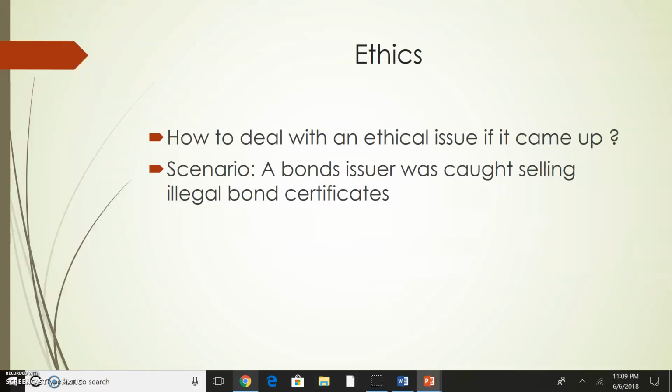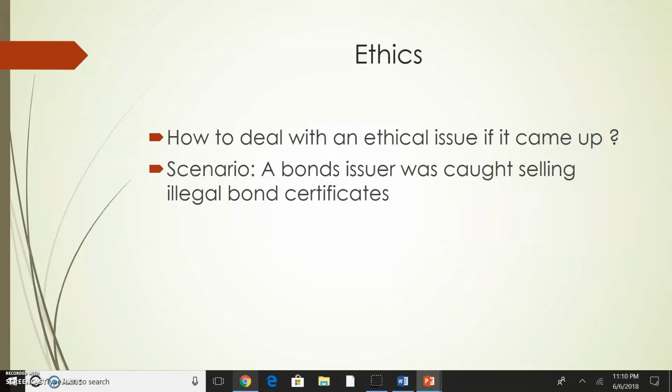Ethics. How to deal with the ethical issue if it came up. So let's just say a bonds issuer was caught selling illegal bond certificates. Now, if this happened at my company, honestly, the first step would be to investigate, put the person on administrative leave, and then take legal action if need be.